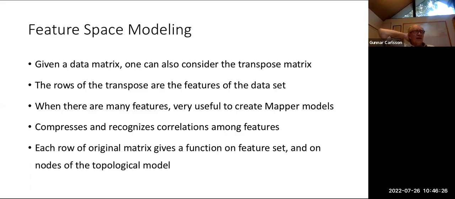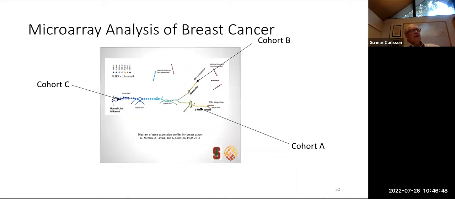This compresses and recognizes correlations among features, and each row of the original matrix now gives a function on that feature set, and it turns out on the nodes of a topological model. So what I can now do is study individual data points or groups of data points by evaluating them on the topological model and representing that through coloring. Let me remind you here of the same analysis that we did. This is the analysis on the patients. This is a model for the 272 patients, but we've got these separate cohorts: cohort A, cohort B, poor survival here, perfect survival here, and middling survival here.